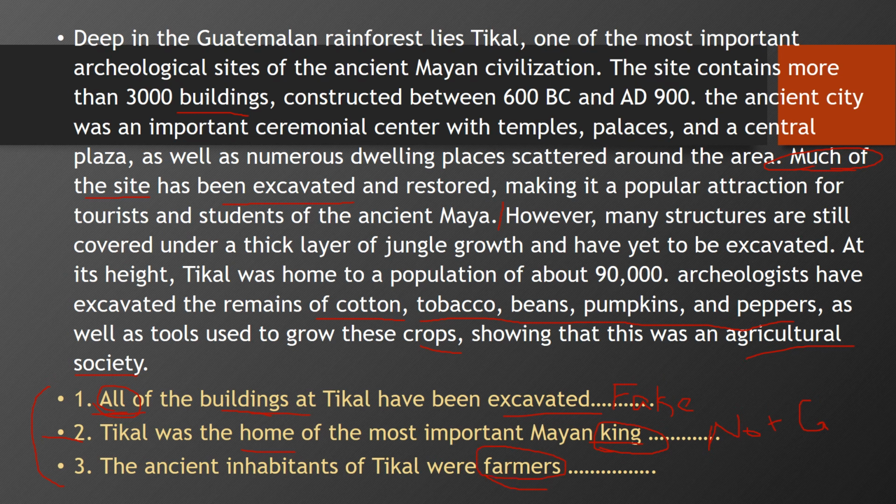I don't see any word like farmers, right? There is no farmers here. But I know that people who grow cotton and tobacco and beans and pumpkins, peppers as well, and the agricultural society, they are farmers. So this is a paraphrase, right? So this one should be true. Yes, this one is true. So this is the way you answer true, false, and not given.